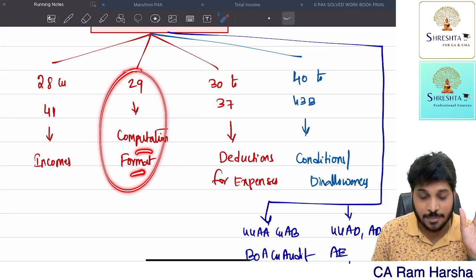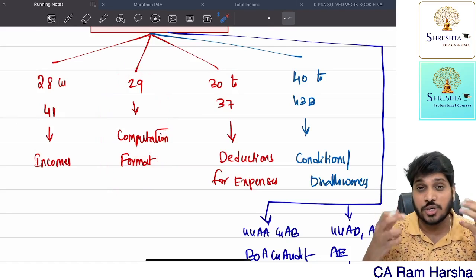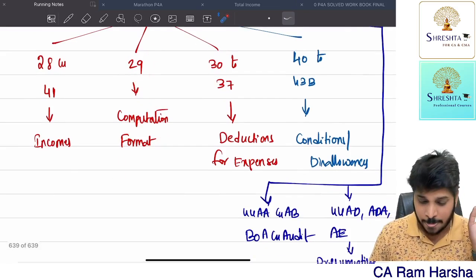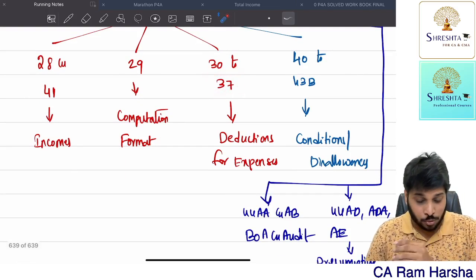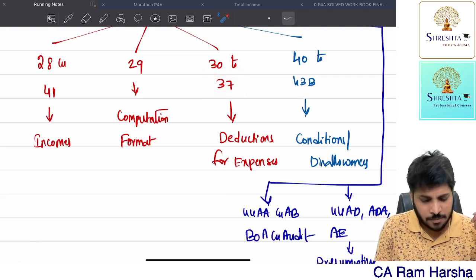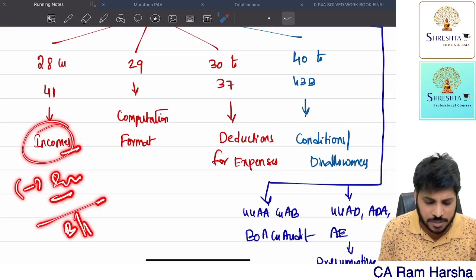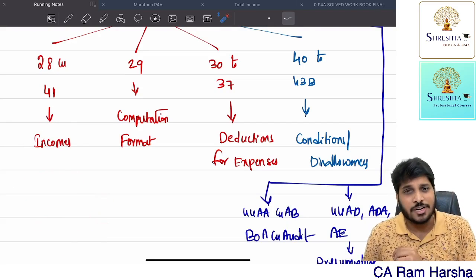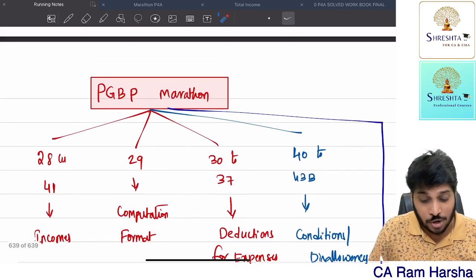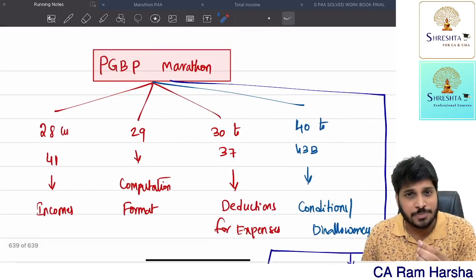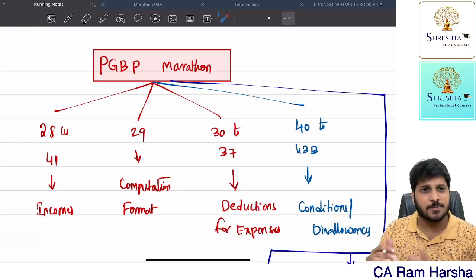Getting it? So these two sections deal with income. 29 is talking about computation format. So how to compute income under PGBP? That's it. Literally speaking, this is a very useless section. Next, 30 to 37. Now see, how to compute business income? Business income minus business expenditure is equal to business profit. So what is the head of income? Income from business or profession, also called PGBP, profits and gains from business or profession. So how to compute profit of a business? Income minus expense is equal to profit.